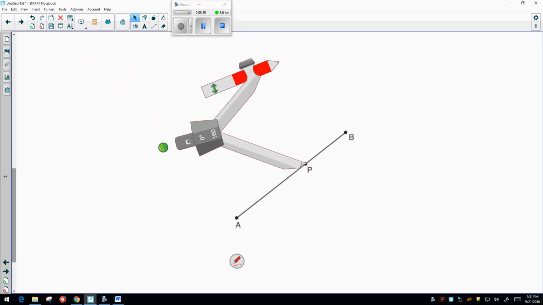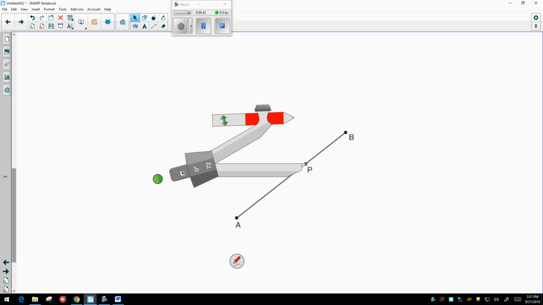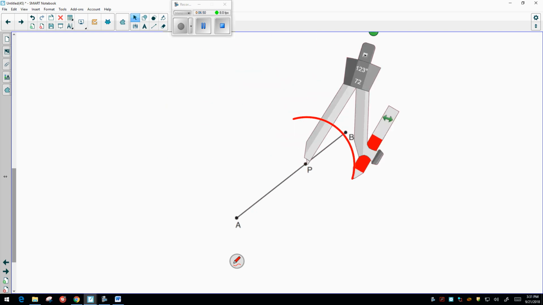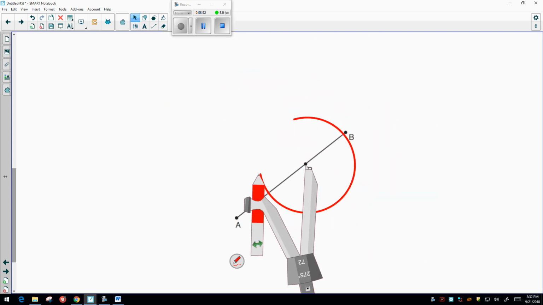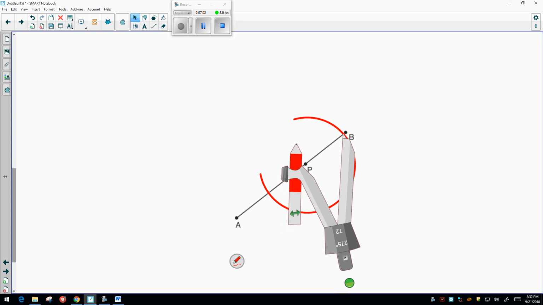Just like we did before, I'm going to put my sharp point at point P. I'm going to close this up just a little bit, make it a little bit easier on us. And same thing, we started by just making an arc. I want to make sure the arc intersects the segment at two places, and it does. So from there, just like we did before, I'm going to move my compass so that my sharp point is at one of the intersection points. I'm going to start at this side, and I'm going to draw an arc.